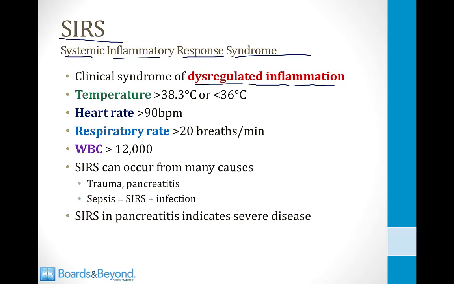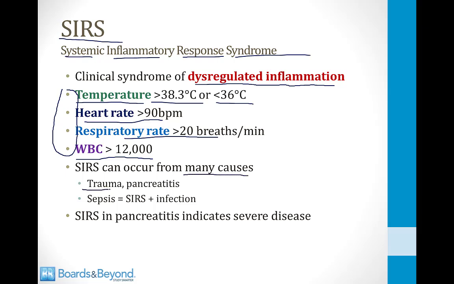So in order to have SIRS, first, you have to have either an elevated temperature above 38.3 Celsius or a low temperature below 36. The heart rate must be above 90, the respiratory rate must be above 20, and the white blood cell count must be increased above 12,000. If you have these criteria present, then the patient has SIRS, and SIRS can result secondary to many different causes.